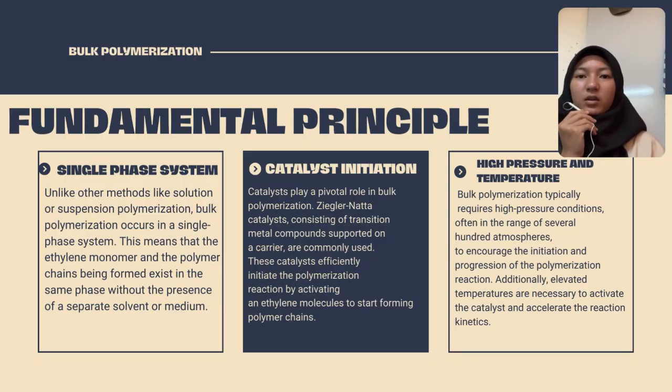Catalyst initiation. Catalyst plays a pivotal role in bulk polymerization. Ziegler-Natta catalysts, consisting of a transition metal compound supported on a carrier, are commonly used. These catalysts efficiently initiate the polymerization reaction by activating the ethylene molecules to start forming polymer chains.